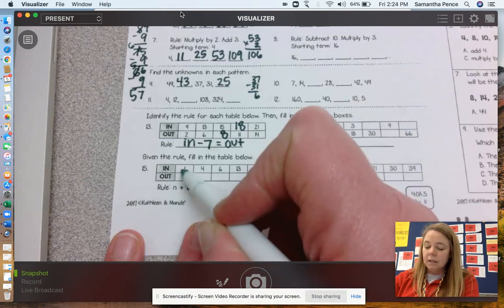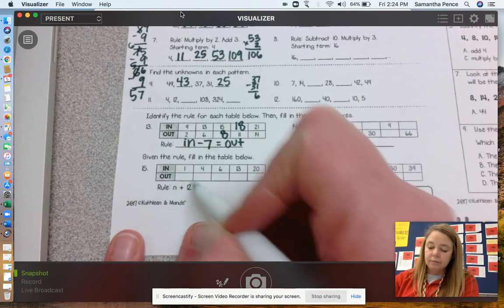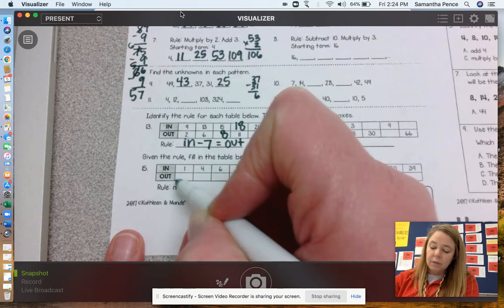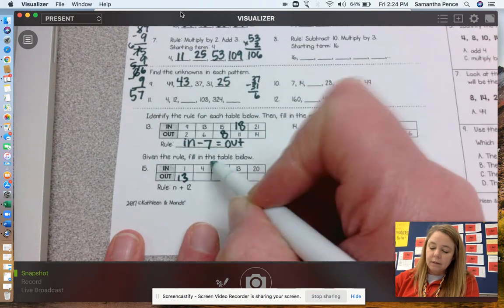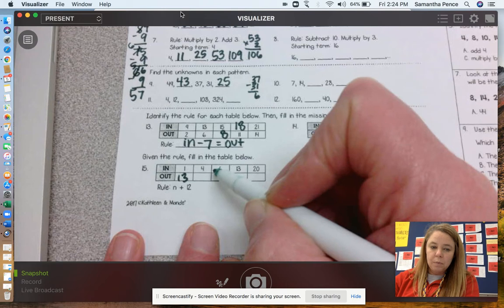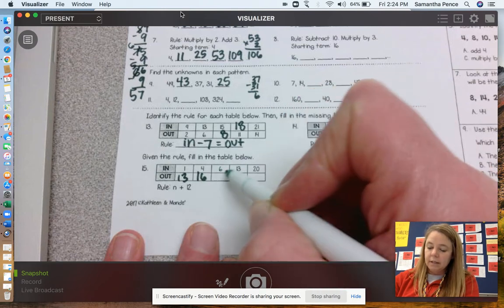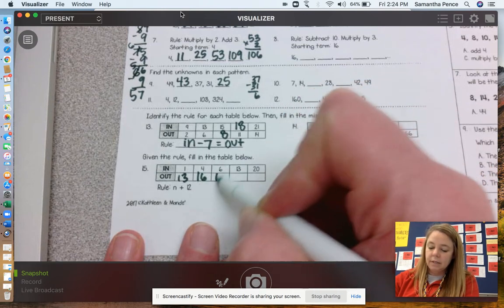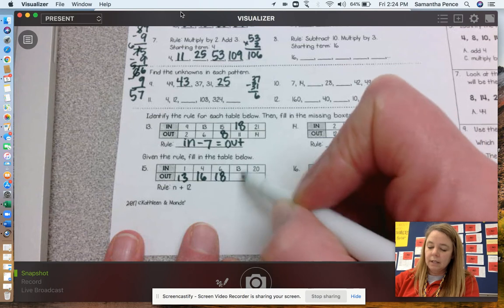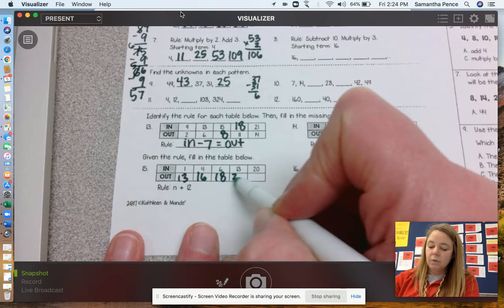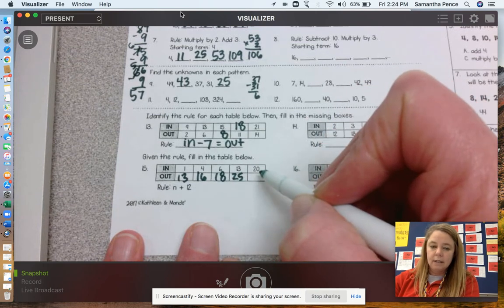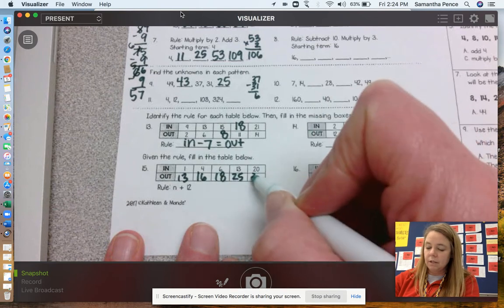Okay. And then number 15 asks for you to fill in the table below using the rule. So we're going to take that number and add 12. So I have 1. 1 plus 12 is 13. 4 plus 12 is 16. 6 plus 12 is 18. 13 plus 12 is 25. 20 plus 12 is 32.